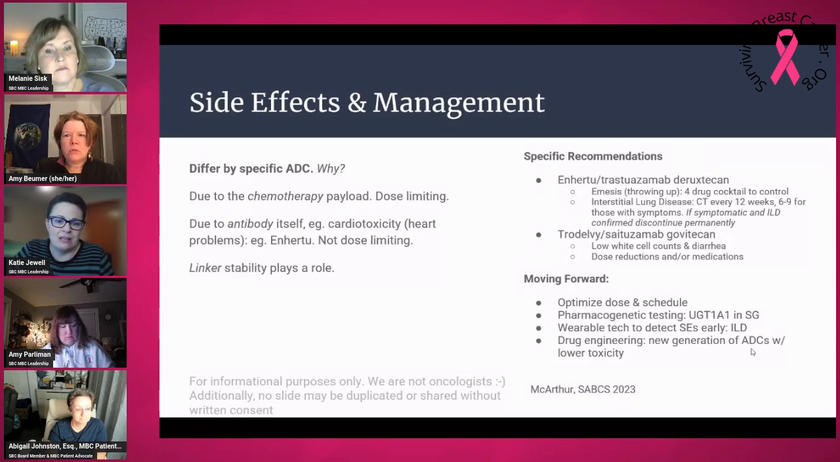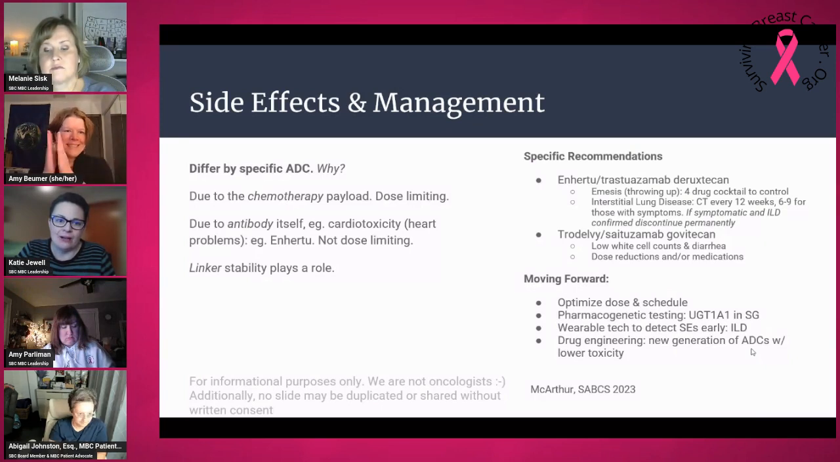For Trodelvy, the big side effects are low white cell counts and diarrhea, and those can really be controlled with dose reductions and other medications. Dose reduction is always an option, especially on ADCs, but with any of our drugs. In fact, I recently did a dose reduction with the Enhertu that I am receiving, and it has made my life a lot easier.